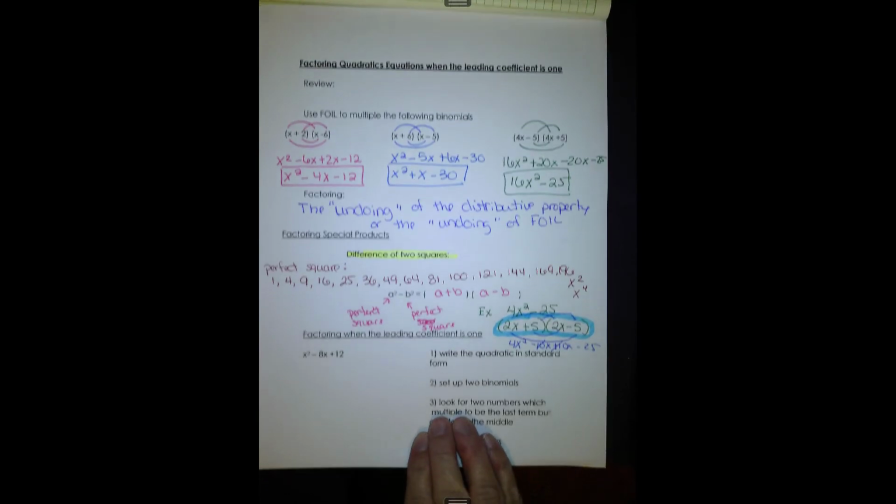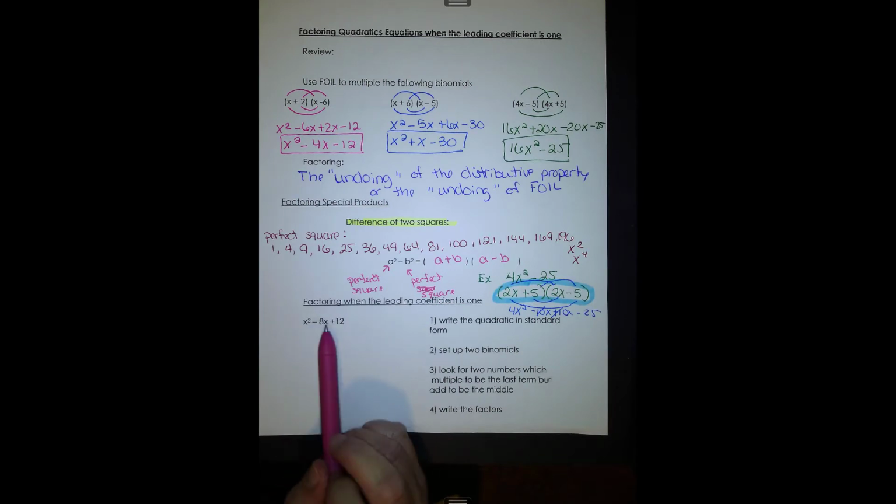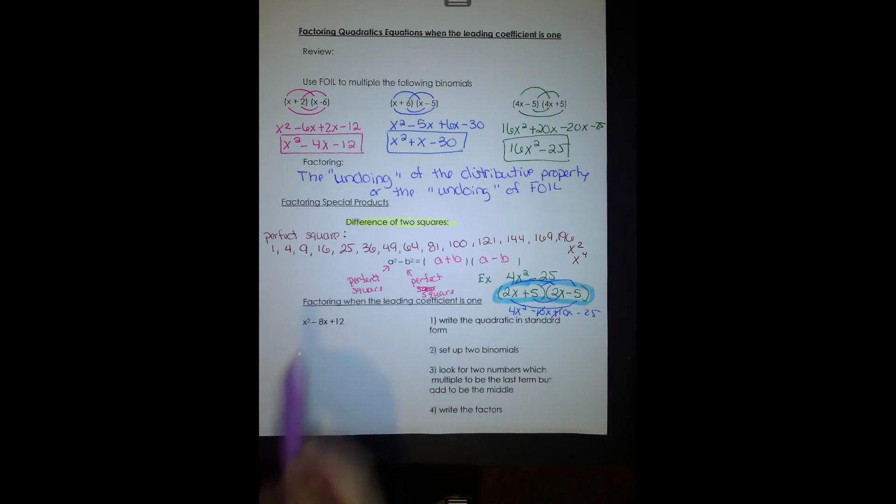The other type of factoring we're going to look at is what happens when our leading coefficient is 1. So that means now we have a trinomial, 1, 2, 3 terms. That's in our standard form, remember, largest to smallest exponent. And our leading coefficient, so the number in front of the x squared, happens to be 1.